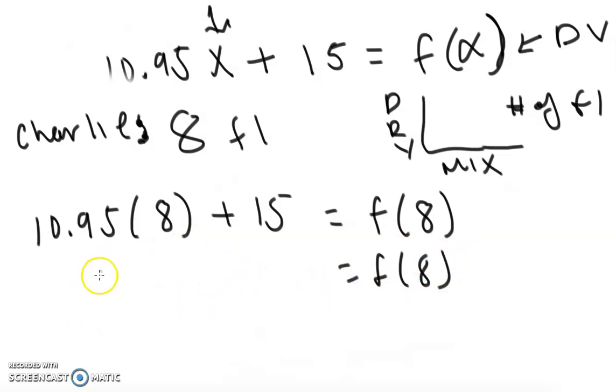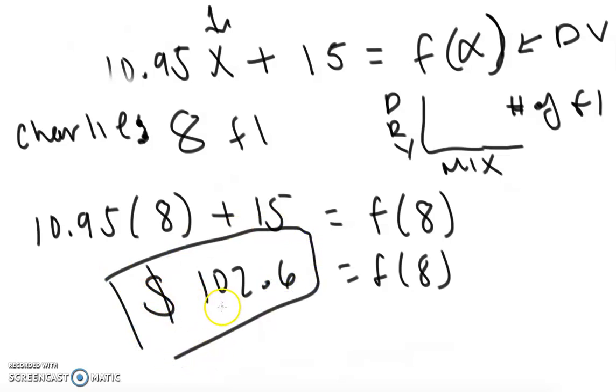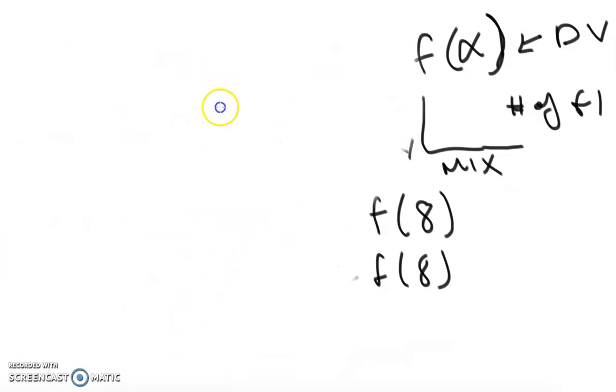It should be 87.6 plus 15, which is 102.6. Always remember to have your units. So this is how much Charlie's going to pay for the flowers. We're going to do one more example.